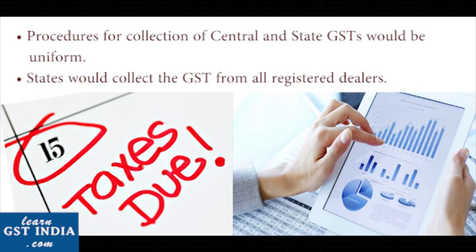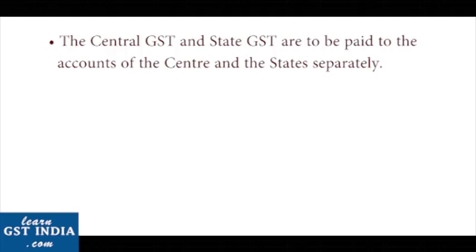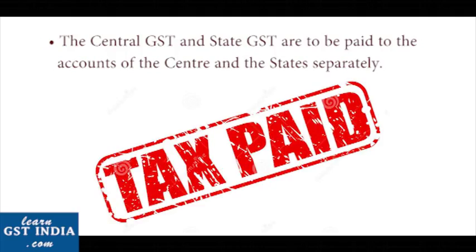Payment of taxes. Procedures for collection of central and state GSTs would be uniform. States would collect the GST from all registered dealers. States also will collect central GST from dealers who are below threshold limits and transfer the funds to the center. The central GST and state GST are to be paid to the accounts of the center and the state governments separately.